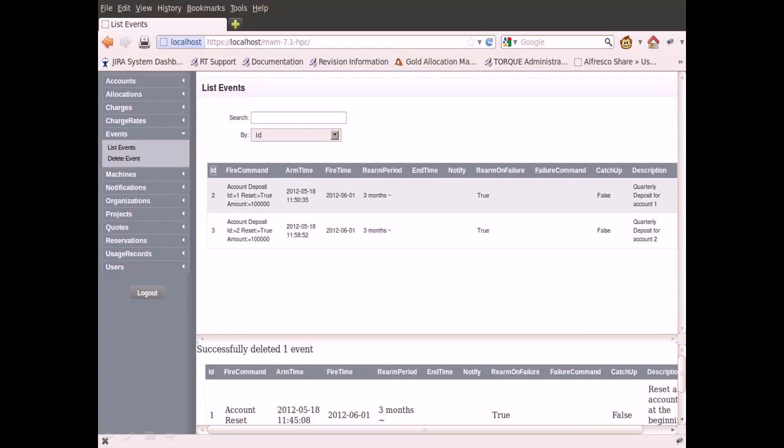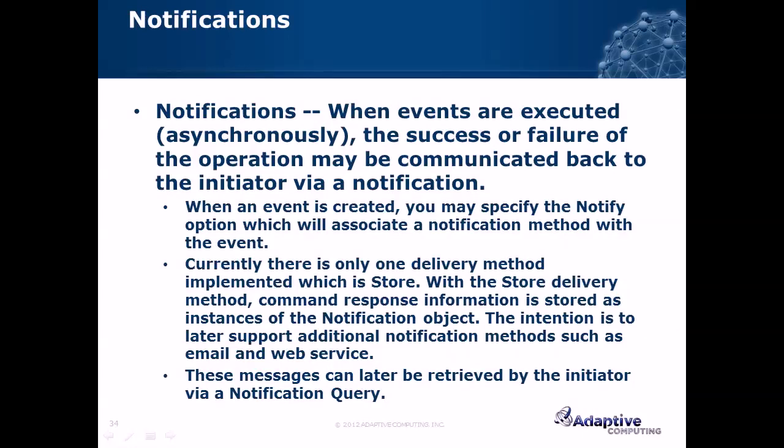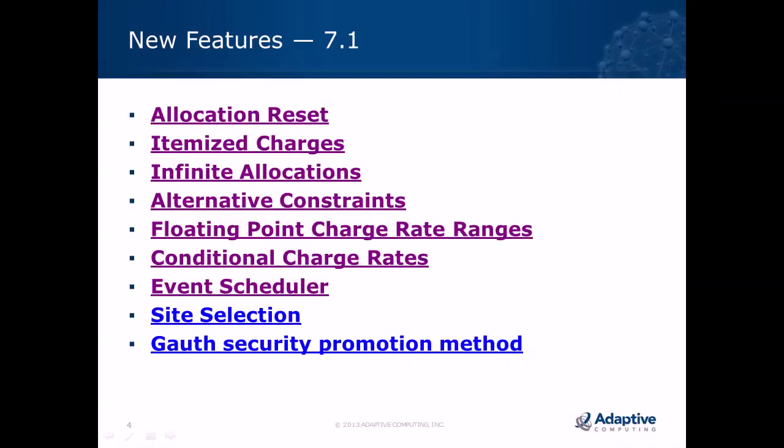So through the GUI, you can list and delete events, but you've got to create them right now through the goldsh command. I'll show you an example of that. And then for the notifications for those things that run when you're not there, you need to be able to store their responses, whether they're successful or failure, what the message was, so you can see what happened in the past.